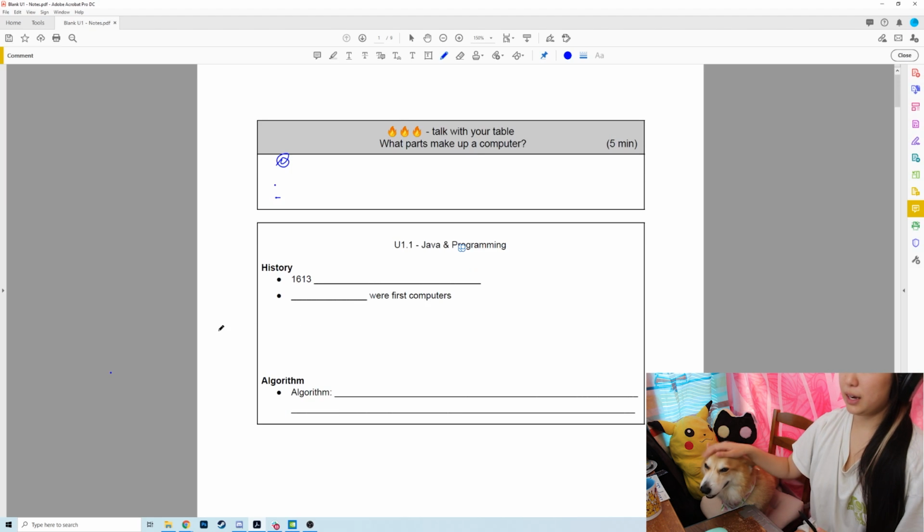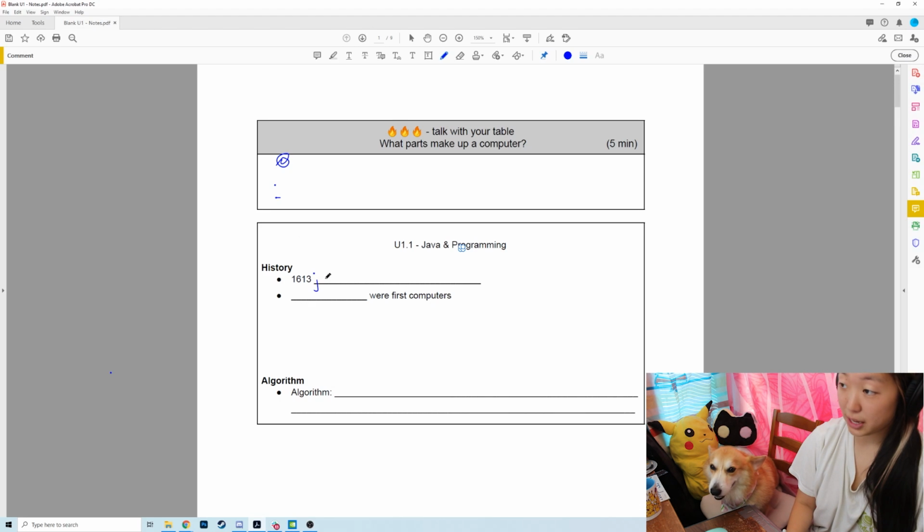So in 1613, that was the first time we've recorded this idea of a programmer or a computer. And this was originally just a job description.